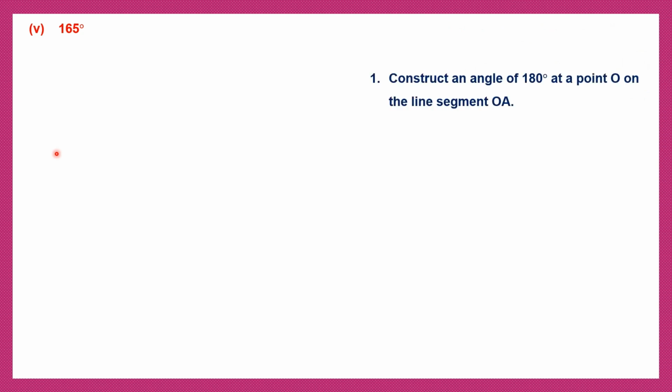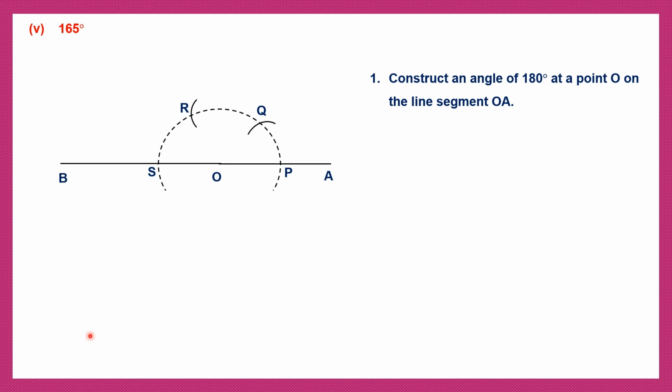Construct an angle of 180 degrees at a point O on the line segment OA. So we have a line segment OA. We're going to construct an angle of 180 degrees at this point, and all of you know the construction. We just did the construction, follow all the steps and get 180 degrees. So how do we do that? We have an arc, then we mark that point P, then cut another arc, mark it Q, cut one more arc, mark it R, and then we have one more point. And now from O to S you have to join and then you will get this. So this is 180 degrees.